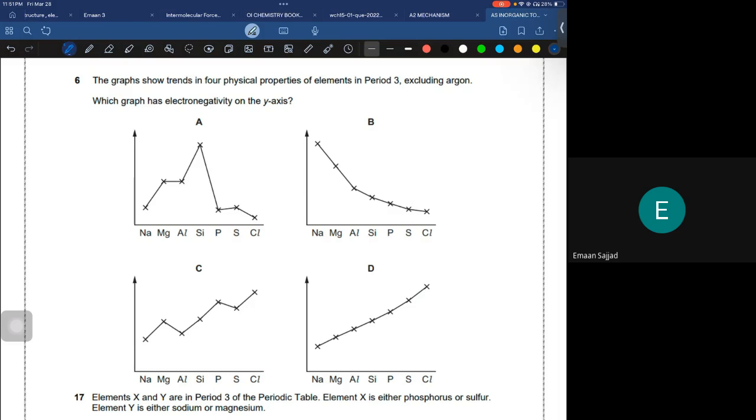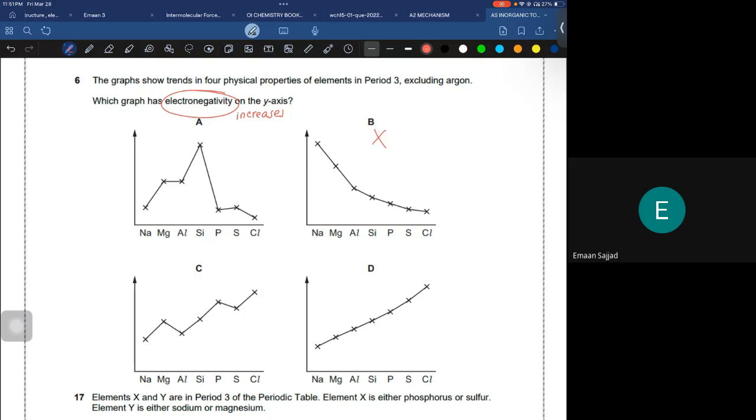What's the difference? I told you ki across the period electronegativity increases. Ye to pakki baat hai ki it increases across the period. Increases means sodium, magnesium, aluminium, silicon, phosphorus, sulfur, chlorine. Like they are going across the period from left to right. So it increases for sure. So B is incorrect right now. So far B is incorrect.